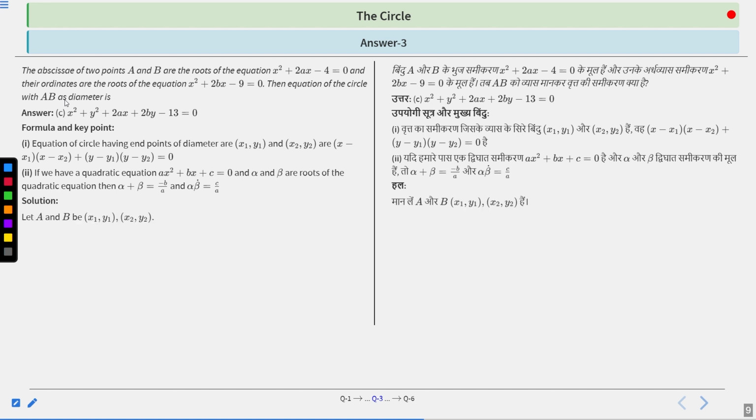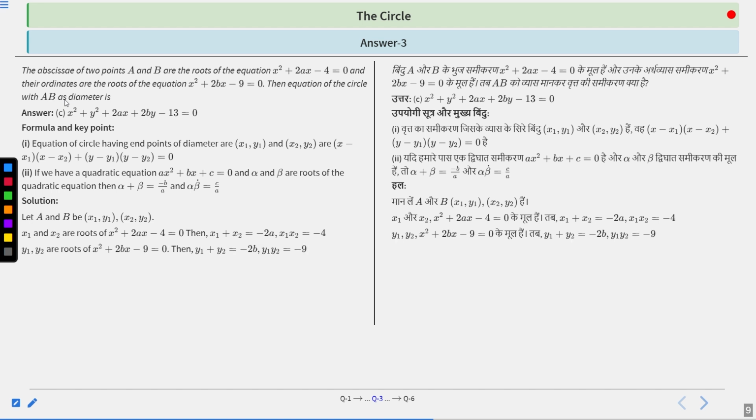So let's move to the solution. Let A and B be (x1, y1) and (x2, y2). So if x1 and x2 are roots of x square plus 2ax minus 4 equal to 0, then the sum of roots x1 plus x2 is equal to minus 2a, and the product of roots x1 x2 is equal to minus 4. Clear? That is c by a. Now y1 and y2 are roots of the equation x square plus 2bx minus 9 equal to 0. Therefore y1 plus y2 equals minus 2b and y1 y2 equals minus 9.